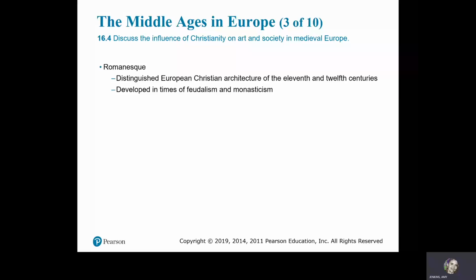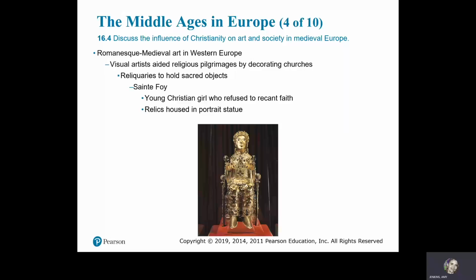Romanesque art is distinguished European Christian architecture of the 11th and 12th century, developed in times of feudalism and monasticism. Romanesque medieval art in Western Europe, with visual arts, aided religious pilgrimage by decorating churches. We have reliquaries to hold sacred objects.